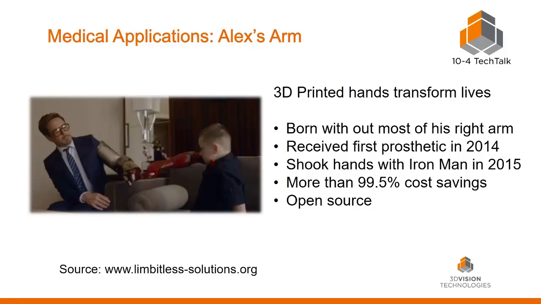But that new 3D printed prosthetic is saving, as far as savings goes, 99.5% compared to a traditionally made prosthetic. Wow, that's huge. Because it's 3D printed parts and all the parts are lower cost compared to an original, I'm sure compared to Tony Stark's arm, it's a lot cheaper, but that's amazing savings.